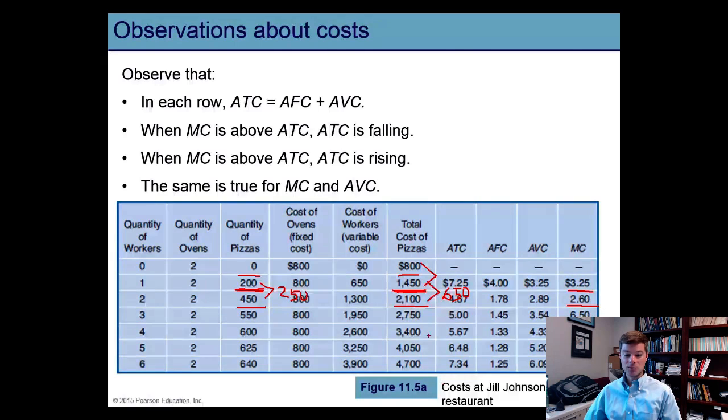So $650 divided by 250 is $2.60. So doing one more of these, in order to get a marginal cost of $6.50, you subtract total costs and divide by the additional pizzas being produced. Here there's 100 additional pizzas being produced, and the total cost goes up by 650. So 650 divided by 100 is 6.50.